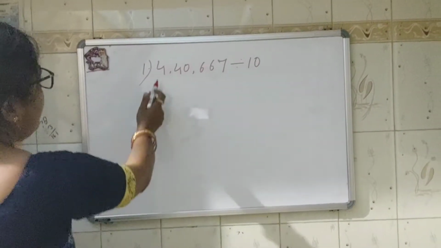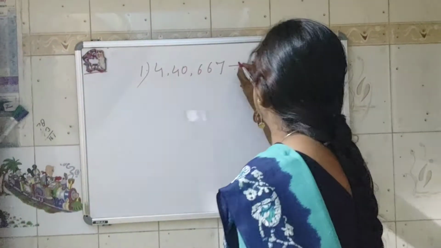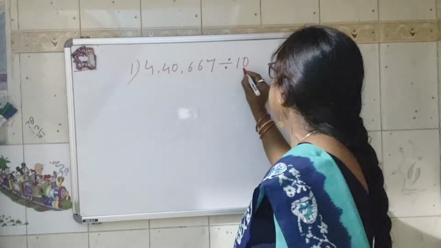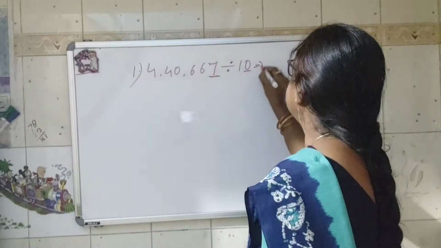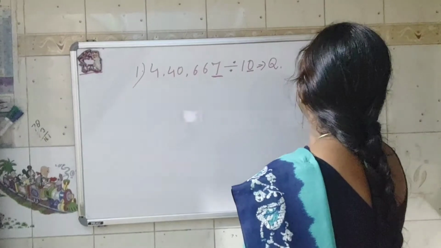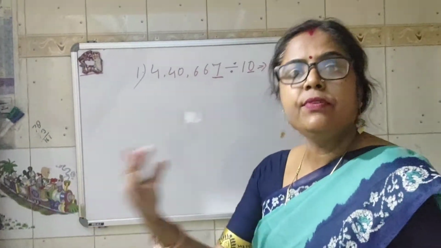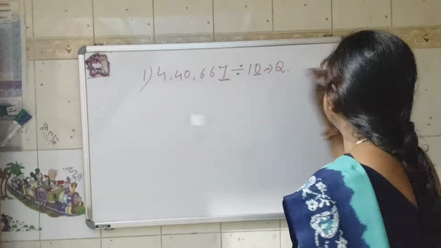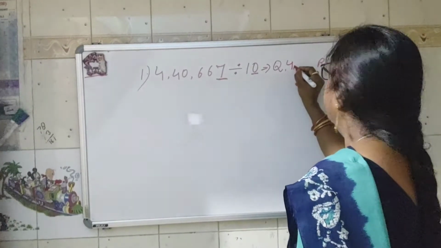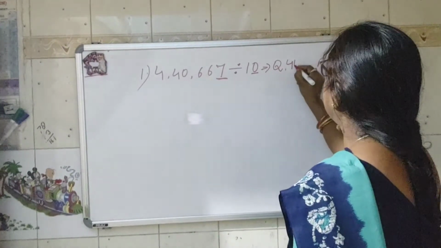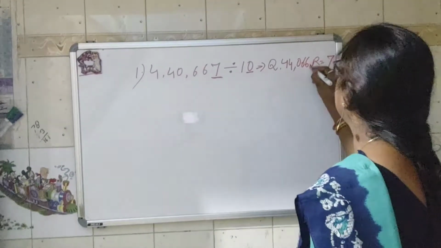So the number is 440667 divided by 10. Okay, so 10 means 1 digit will be the remainder. So we write down like this: quotient and remainder. Always first we will write down the remainder and then whatever is left, that is the quotient. So the remainder is 7. After leaving 7, what was left? 44,066. This is the quotient.